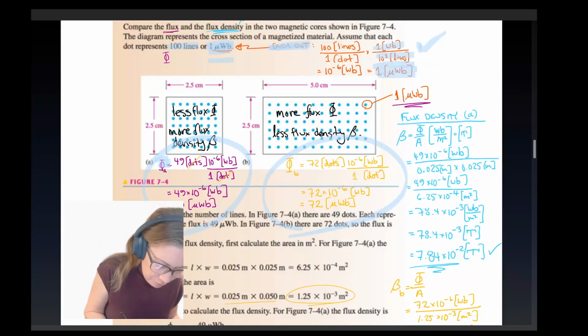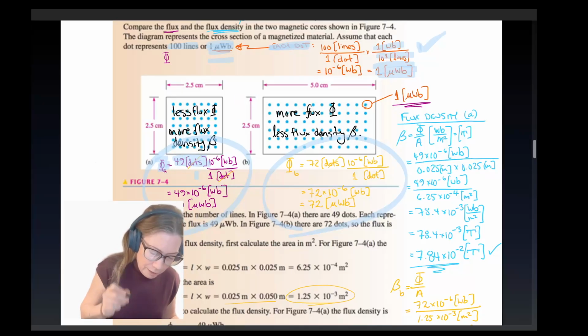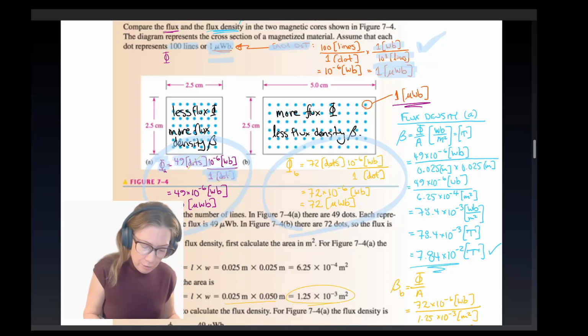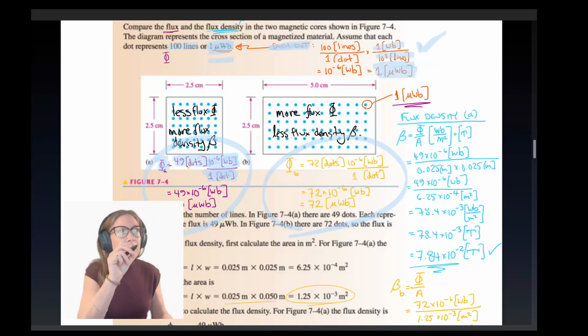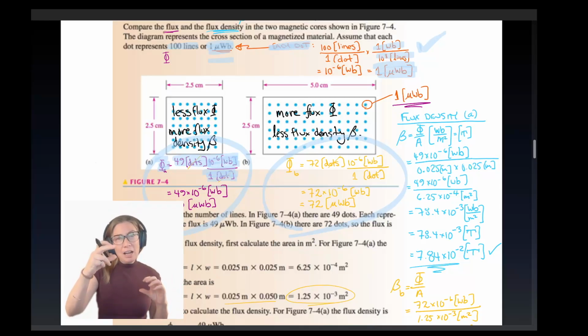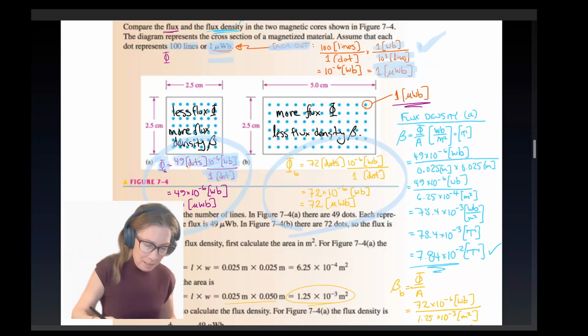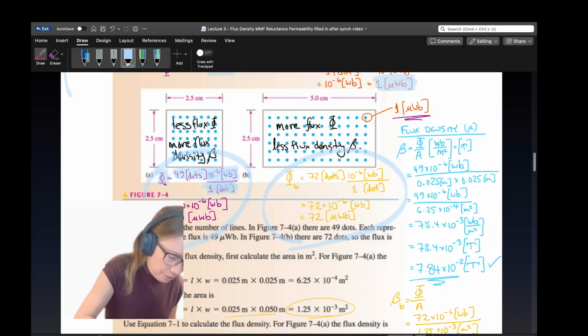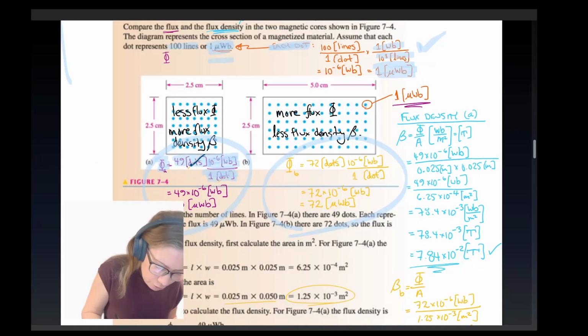So let's do this flux. The flux on picture A is 49 dots. I counted them. There's 49. For every one dot, there are 10 to the negative 6 Webers. That's how I'm using my units. I'm putting my units as a fraction, Weber per dot. I want dots in the denominator and Webers in the numerator. That lets me cross out dots to be left with Webers.